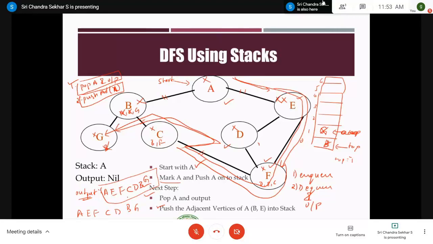Therefore the data structure that is suitable for the depth first search algorithm is the stack. You make use of a stack, and there are only two operations, that is pop the element and output it, and then push the adjacent elements of the popped element. And remember, you have to push only the unvisited adjacent vertices. No need to push the visited vertices again, right?